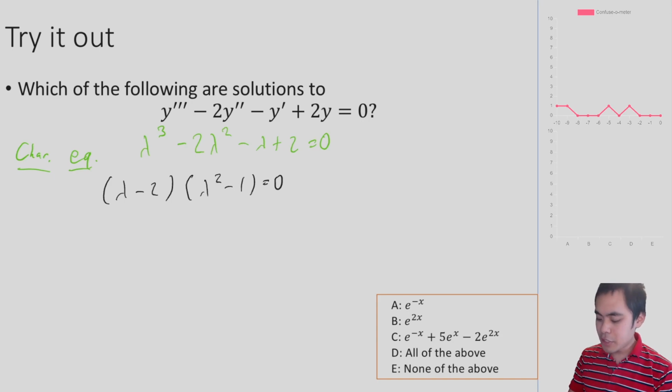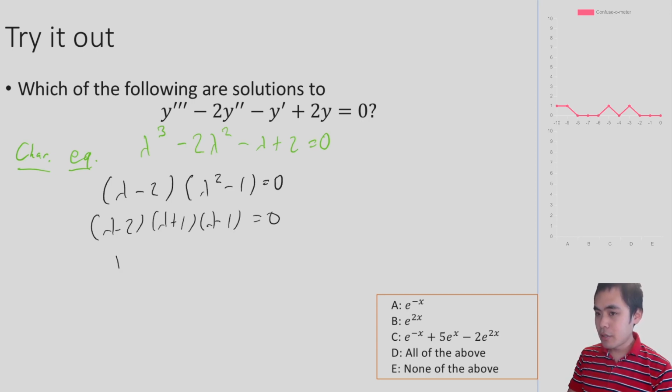Let me give you another step. So you have (lambda - 2)(lambda + 1)(lambda - 1) = 0. Therefore, lambda is equal to -1, 1, or 2.